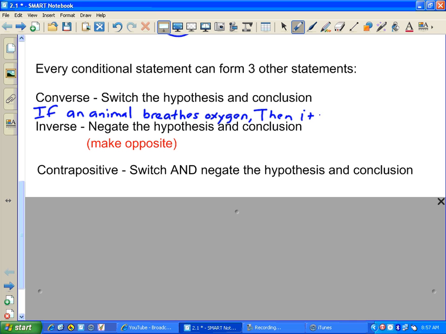Then it is a mammal. Okay, and is this statement going to be true or false? Can you think of a counterexample? I can think of an animal that breathes oxygen that would not be a mammal. There's lots of them, right? Any reptile, so I could say a snake, or any amphibian, frog. A frog is an animal that breathes oxygen, but it's not a mammal, it's an amphibian.